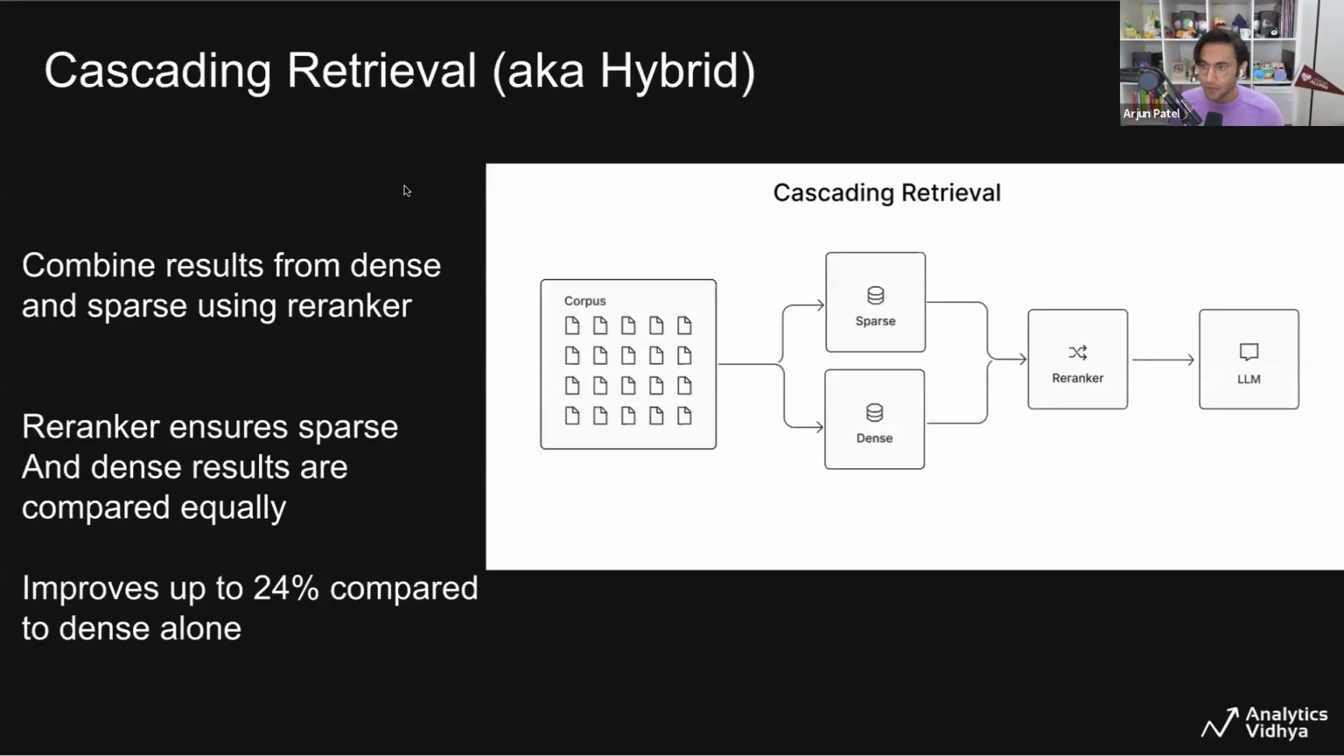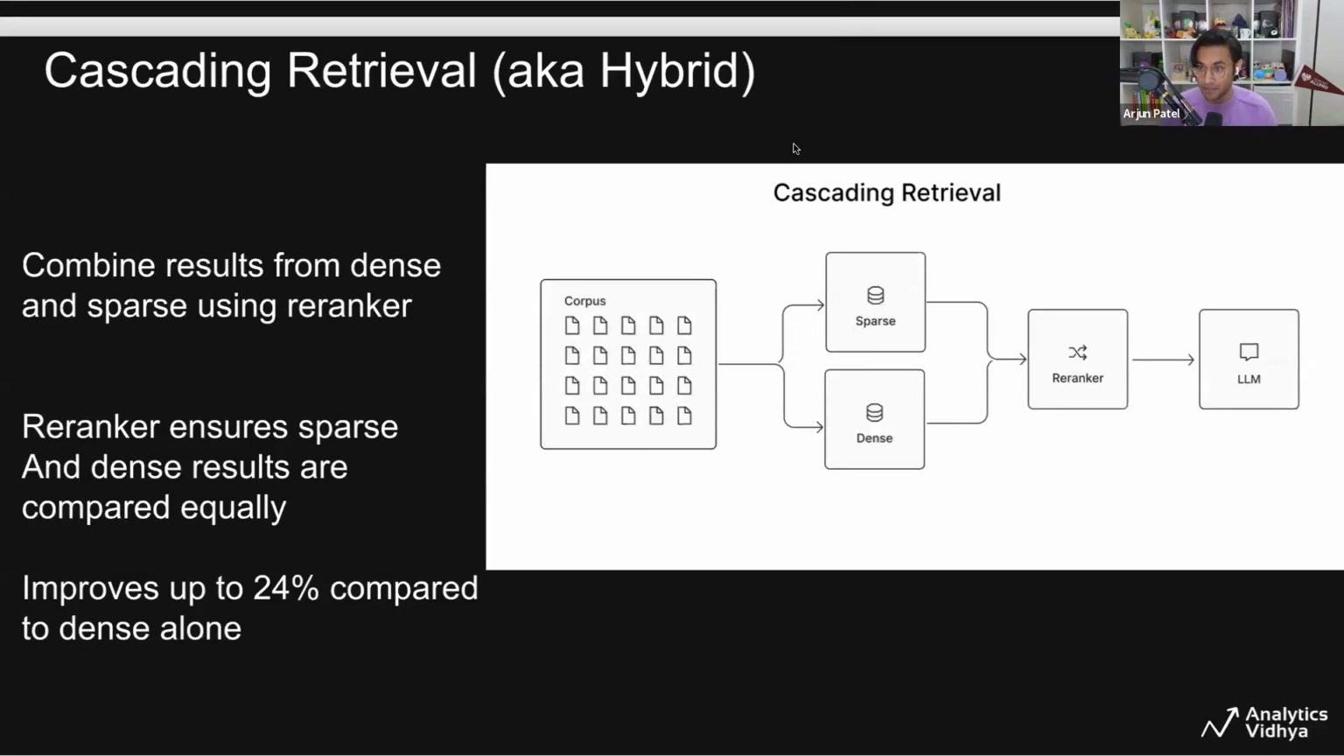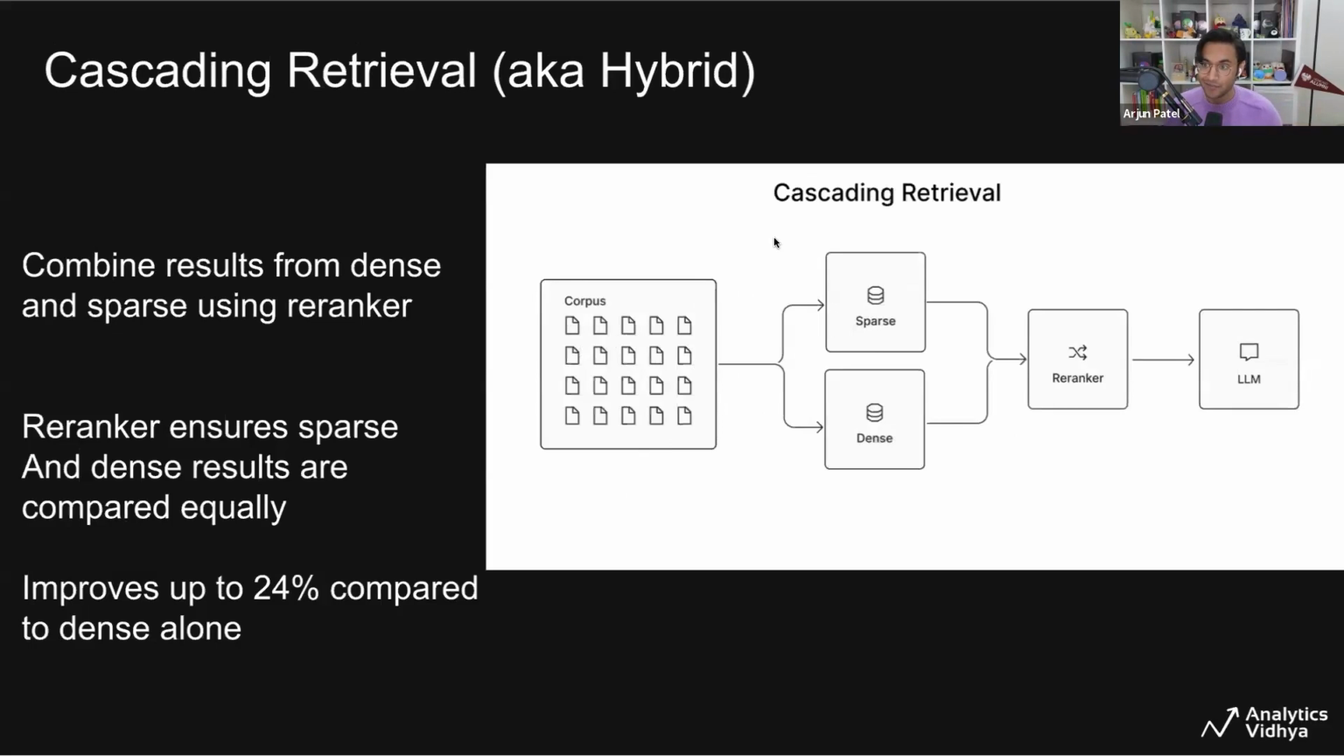One is cascading retrieval, which is the retrieval method talked about at Pinecone. This is also known as hybrid retrieval. The idea is that you combine results from dense and sparse using a reranker. So you have a corpus, you find your relevant documents, you do a dense and sparse search across those documents, and then you re-rank them. It turns out that if you take this approach, you can improve results about 24% compared to just using dense alone, because you're combining both of these things and then putting them in the same relevance space by using the reranker. And I'll show you the results of that in the demo.